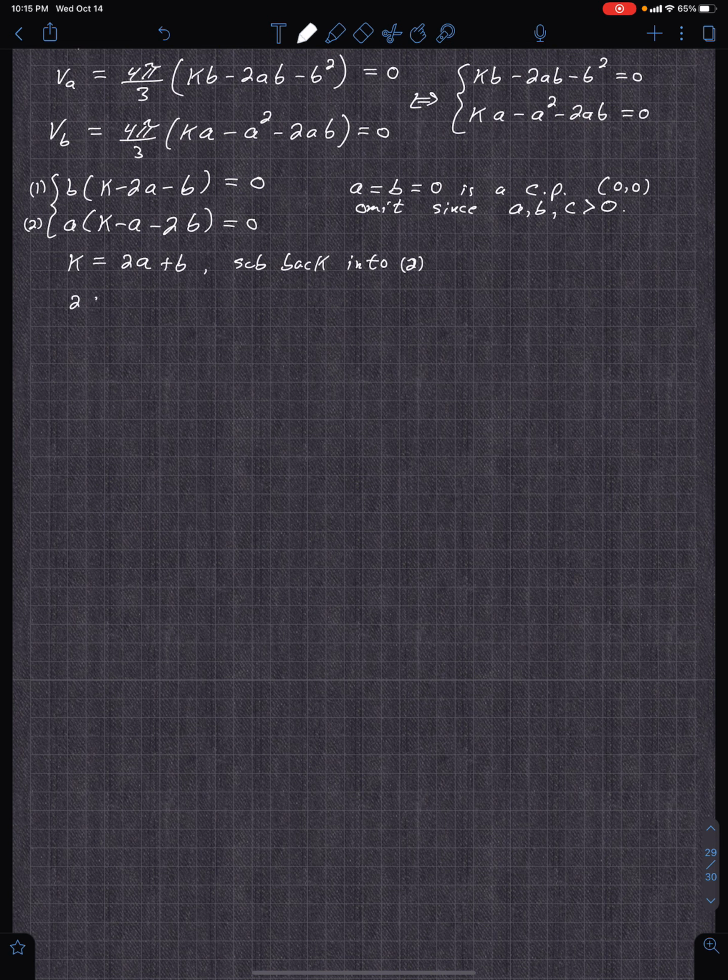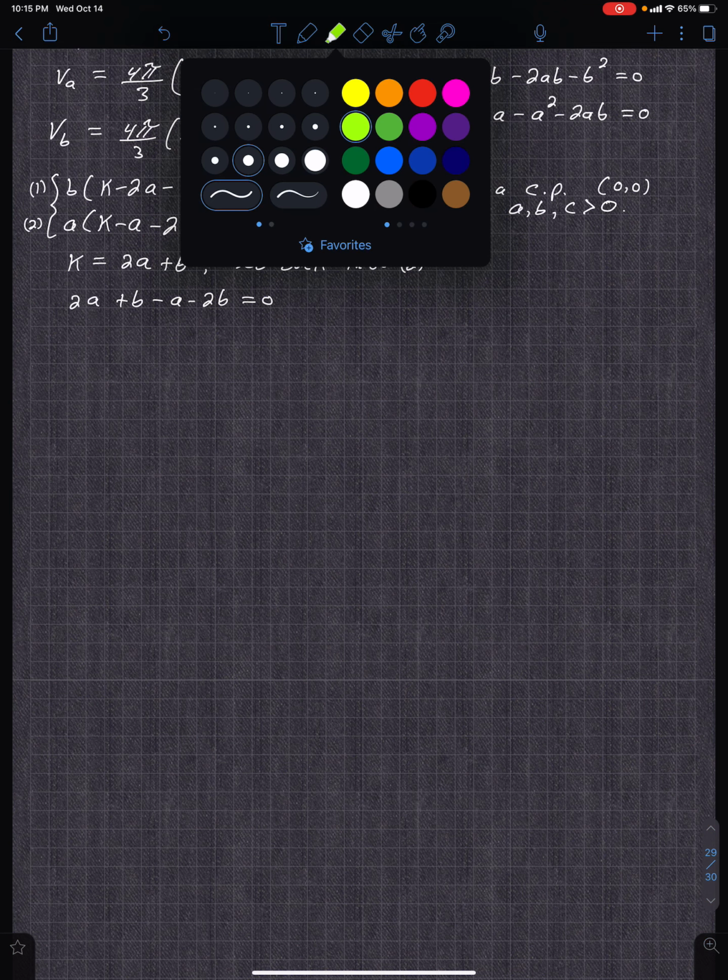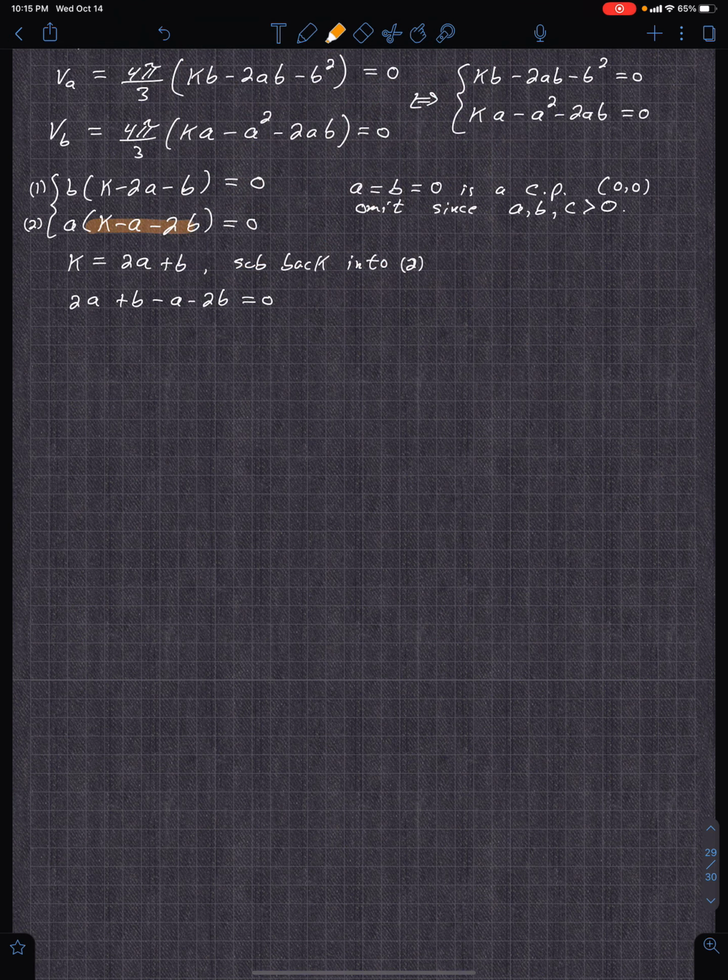let's see, 2a plus b minus a minus 2b equal to 0. And we're just substituting into here. Right, we're ignoring, so it's k is 2a plus b, and then minus a minus 2b. So that's all I did right here. Here's your k minus that.